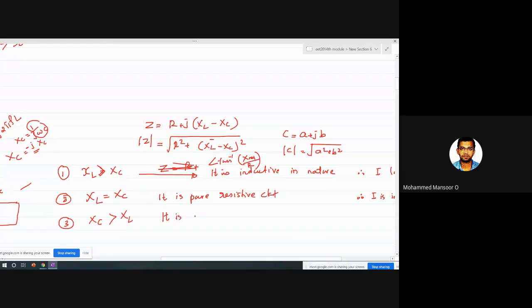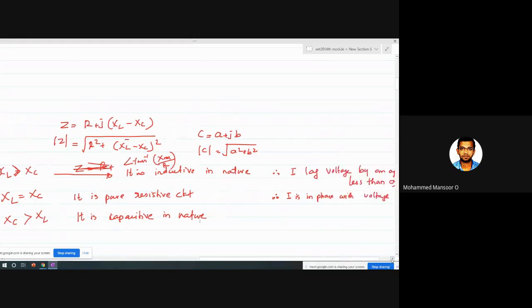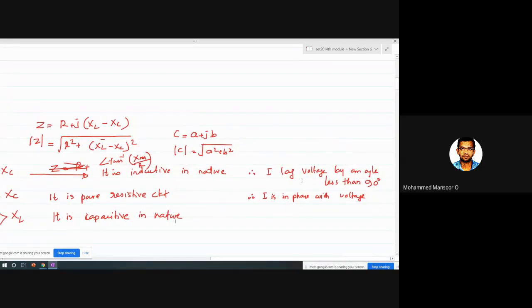So it is capacitive in nature. Clear? It is capacitive in nature. So under that condition, how can we draw the phasor diagram? What is the relationship? Therefore, current leads voltage by an angle less than 90 degree. This concept is nothing to worry about in resonance.